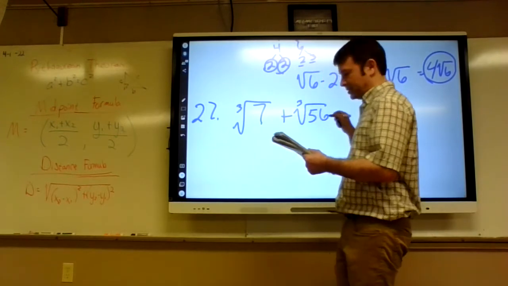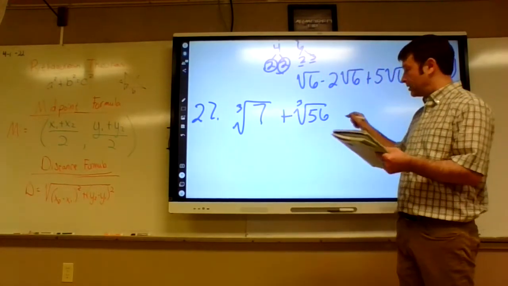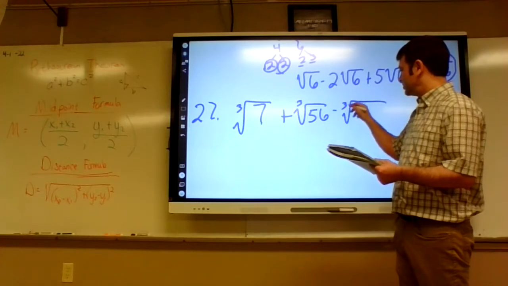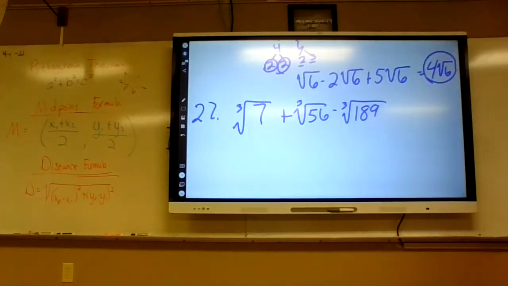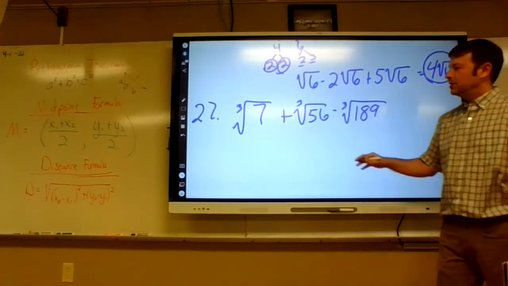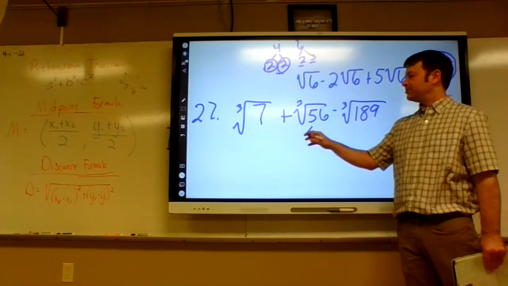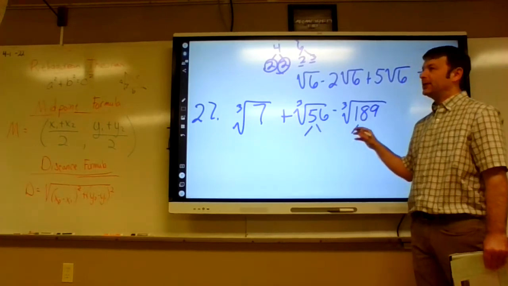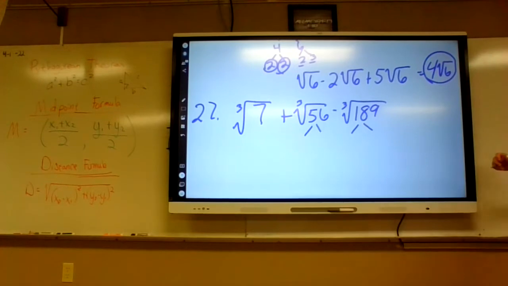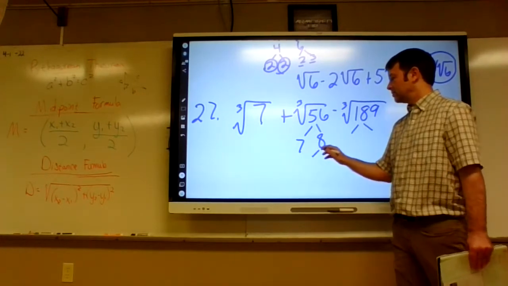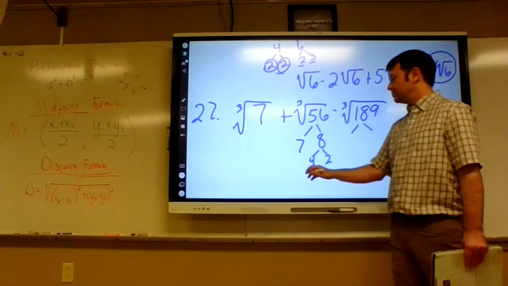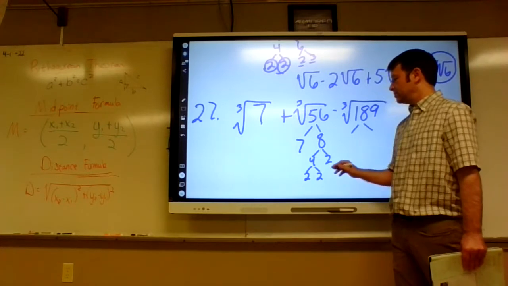Alright, number 27: cube root of 7 plus cube root of 56. Now, unfortunately, since it's cube root, our calculator can't help, so we've got to do the tricks. It's kind of like the last problem. I should try to simplify these bigger cube roots to see if they can add together, if they're the same kind or not. What goes into 56? 1 and 56. 7 and 8. 4 and 2. 2 and 2.